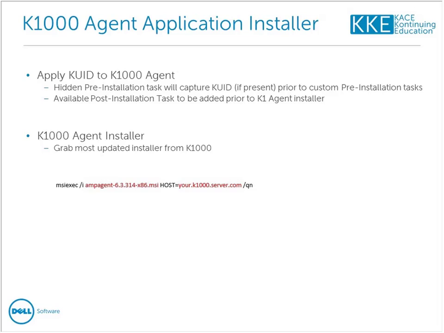So we'll want to make sure that we add in our Apply KUID to K1000 Agent task if we're doing a re-image of a machine, or a redeployment to a machine that has a K1000 agent already. And then when we want to get our K1 agent in there, we're going to modify it to point to our K1 specifically. Okay.